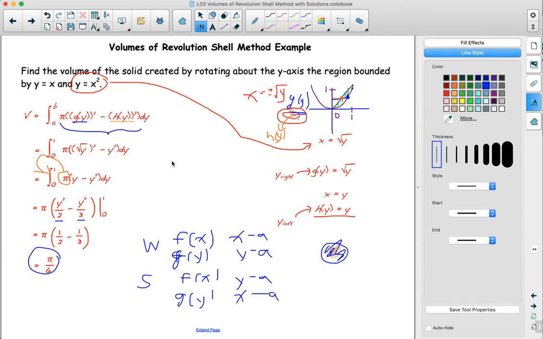All right, so that kind of ties it together, the volumes of revolution using both washer and shell method.